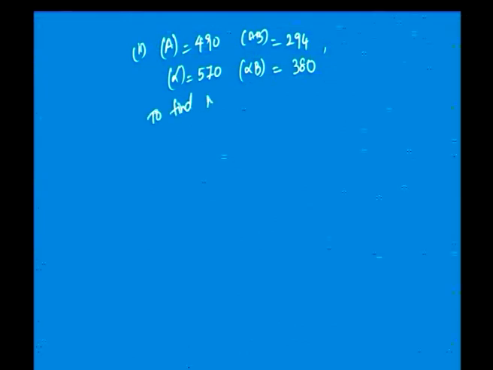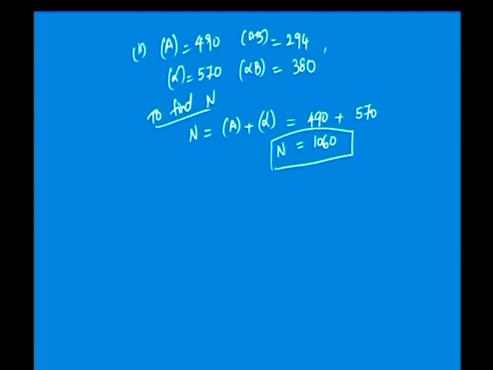N is equal to A plus its complement, or B plus its complement. B and its complement are not given, therefore we will take A plus its complement. A value is 490 and alpha value is 570. So, this is equal to 1060. So, N is equal to 1060. A is available, AB is available, but B is not given. B we have to find.